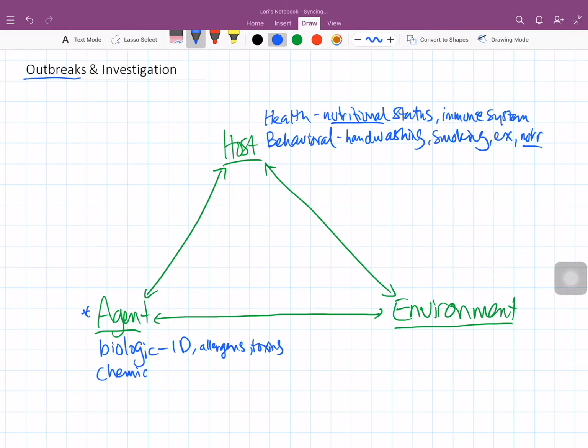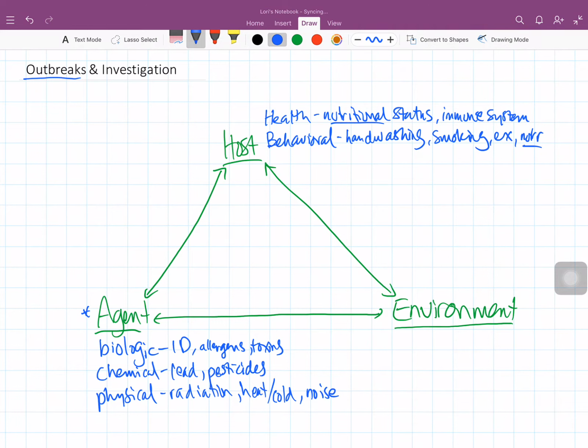Could be chemical agents. You could have some kind of a chemical outbreak. One of the common ones is lead. Another common one is pesticides. You could have an outbreak of physical agents. And this depends sometimes on the workplace or things that people are exposed to in their neighborhoods. This could include things such as radiation, heat, cold, noise. And so you could have some kind of an outbreak related to those kinds of things.